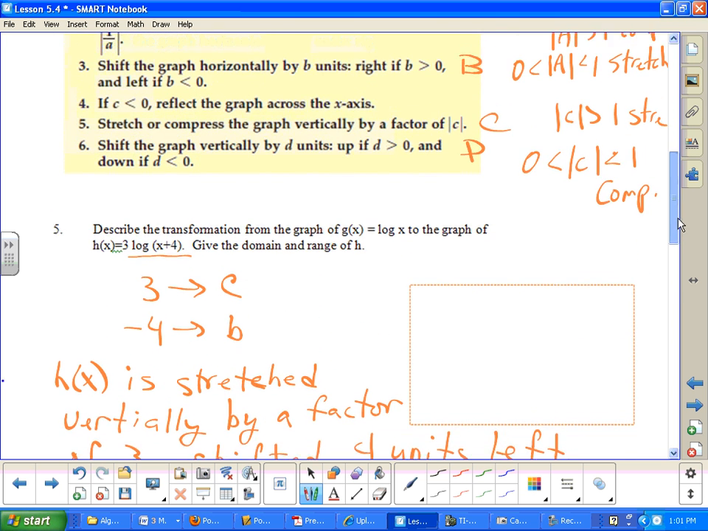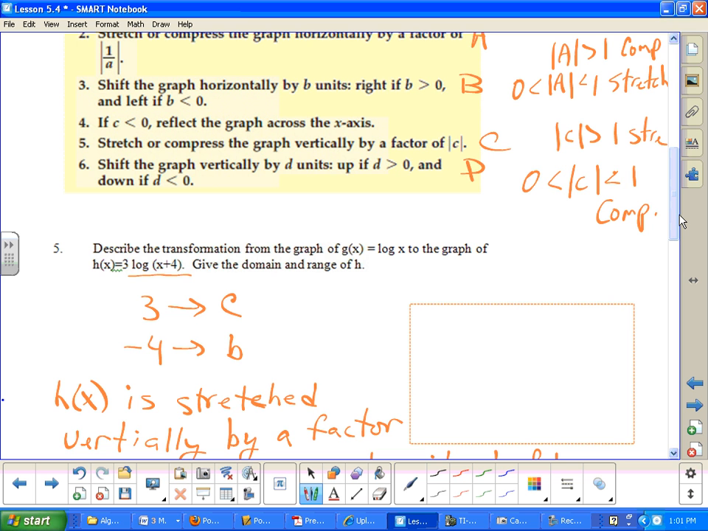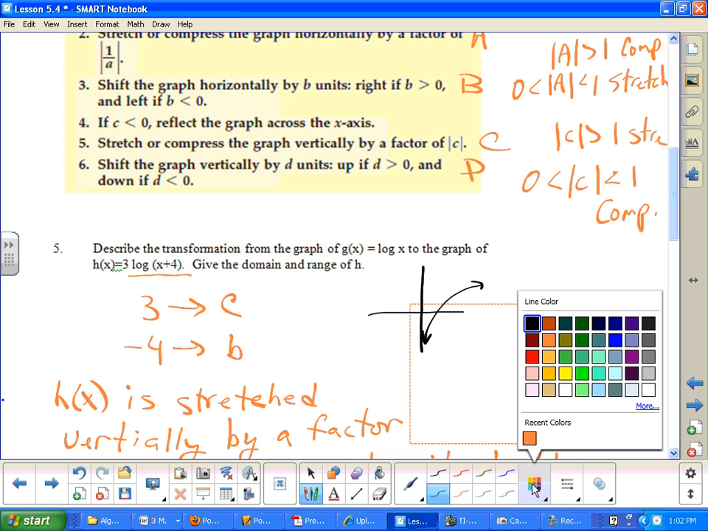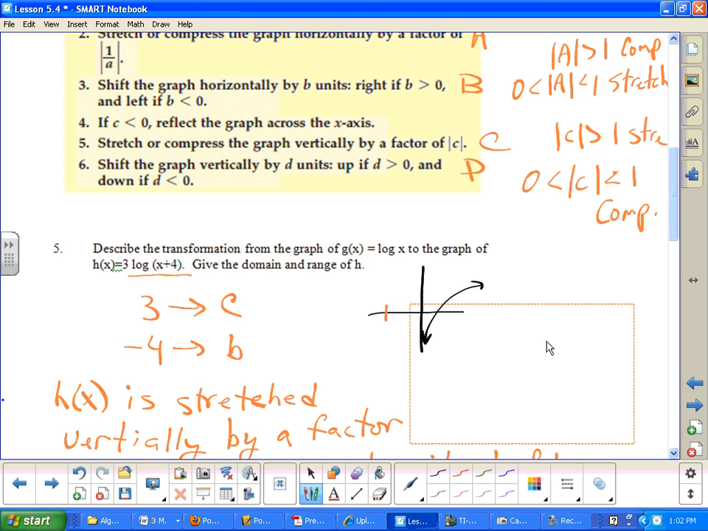Okay? So what happens to the domain and range then? Here's the graph of log of x. The domain, x is greater than 0. The range, all real numbers. If I shift this to the left 4 units, so here's negative 4, then the graph's going to look like this, except it's going to grow faster, right? Because it's being multiplied by 3. It's stretched vertically.